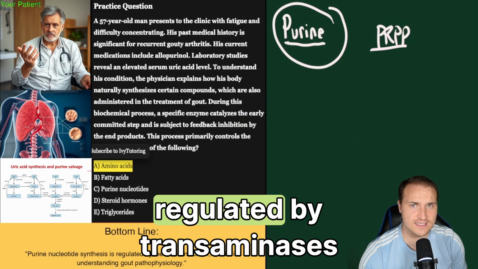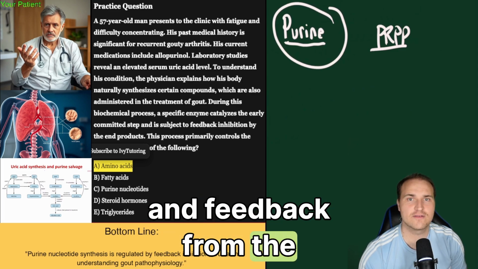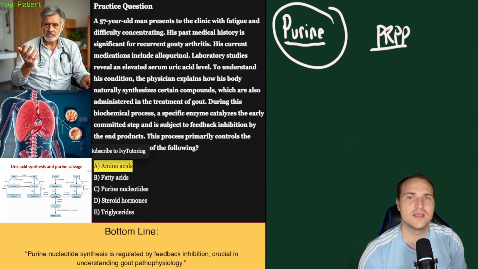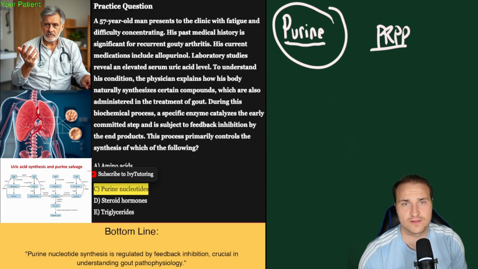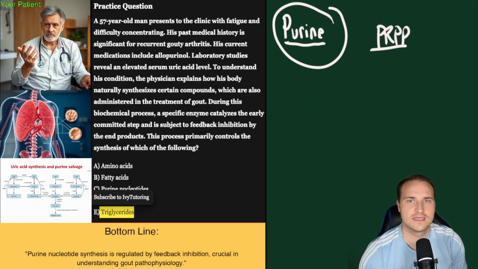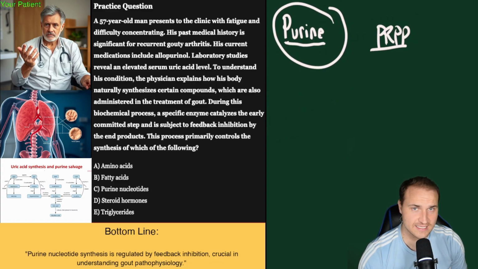So amino acids are regulated by transaminases and feedback from the end products, but not linked to PRPP aminotransferase. For fatty acids, the committed step is acetyl-CoA carboxylase. It's not inhibited by nucleotides. Purine nucleotides is the correct answer. For steroid hormones, the rate-limiting enzyme would be desmolase. And triglyceride synthesis would begin with glycerol 3-phosphate and fatty acyl-CoA, not nucleotide regulated. So every molecule of uric acid in gout patients starts with purine.